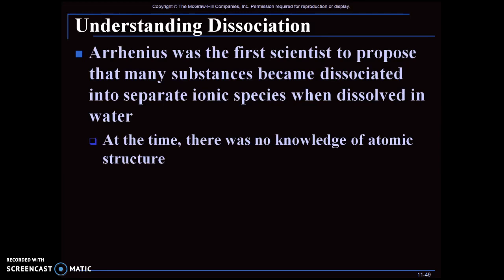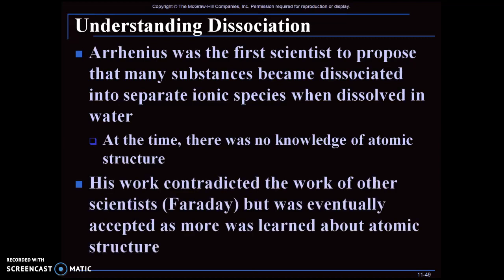Arrhenius was the first scientist to propose that many substances become dissociated into separate ionic species when dissolved in water. At the time, there was no knowledge of ionic structure. His work contradicted the work of other scientists, but was eventually accepted as more was learned about atomic structure.